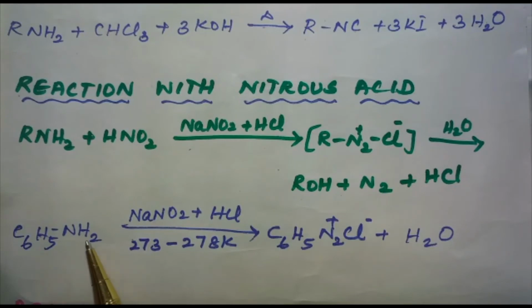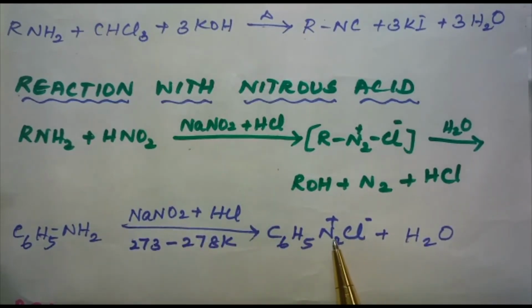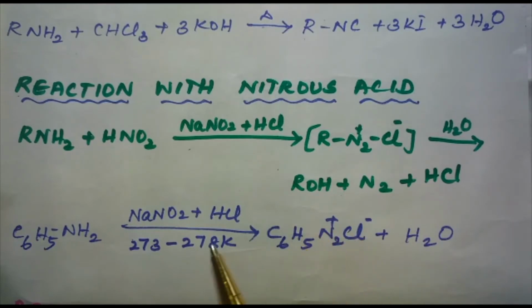Aromatic amines react with nitrous acid at low temperatures to form diazonium salts, a very important class of compounds used for the synthesis of a variety of aromatic compounds. This is benzene diazonium chloride, and the name of the starting compound is aniline. Aniline, when treated with NaNO2 and HCl at a temperature of 273 to 278 Kelvin, gives benzene diazonium chloride. Secondary and tertiary amines react with nitrous acid in a different manner, which is not discussed here.